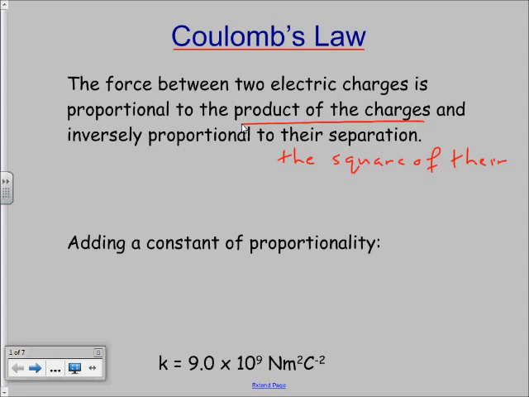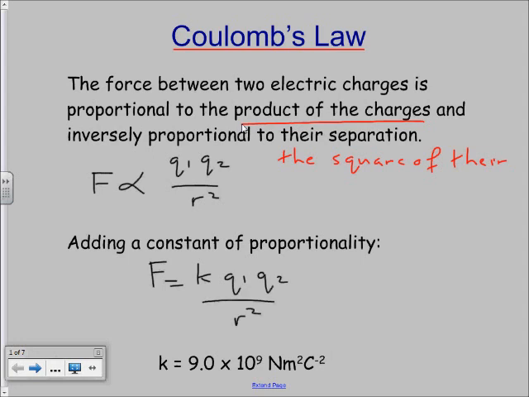So it's an inverse square law at work again. So F is proportional to Q1 Q2 over R squared. You'll notice I've used little q there. In the work on electrostatics, capital Q and little q tend to be used interchangeably. We're going to add a constant of proportionality K, and so we get F equals K Q1 Q2 over R squared, where K is equal to 9 by 10 to the power of 9, and the units are newton meters squared coulombs to the negative 2.